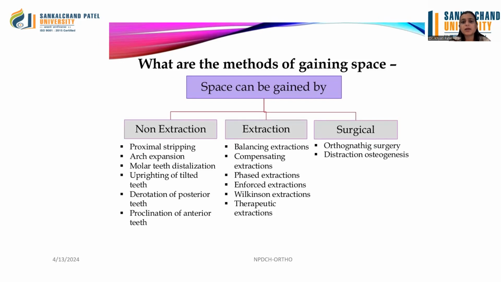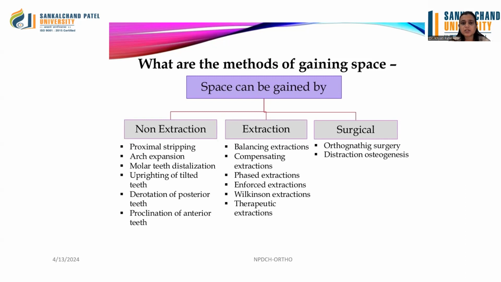Space gaining methods are basically divided into three parts: first non-extraction, second extraction, and third surgical. Which method to select depends on the various diagnostics of the orthodontist. The first one is the non-extraction method, which includes proximal stripping, arch expansion, molar distalization, uprighting of the tilted teeth, derotation of the posterior teeth, and proclination of the anterior teeth. These are the techniques in which we don't require any type of extraction.